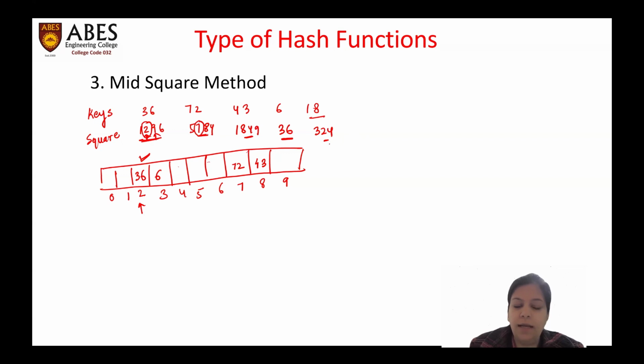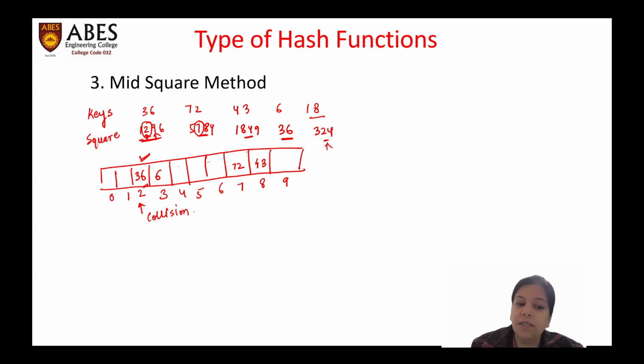As you can see, after squaring 18, we have got 324, and taking the middle value of 324, we get the index 2. But we can see that this index 2 is already filled with 36. So we will not be able to store 18 here. And this is where collision comes in. This is called collision when we are trying to store a key into a block of the hash table which is already occupied.